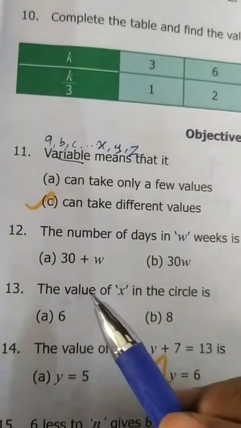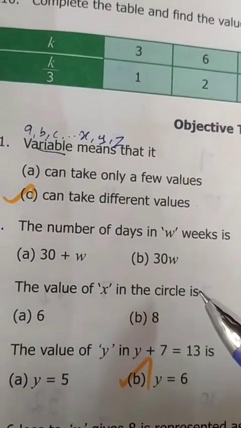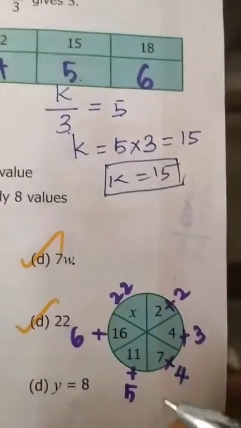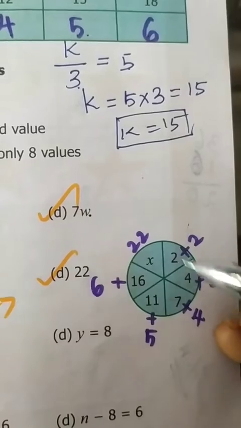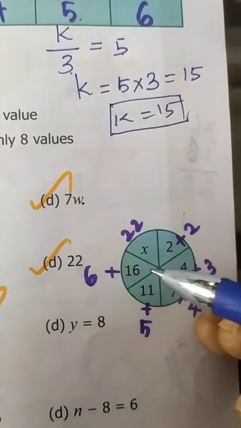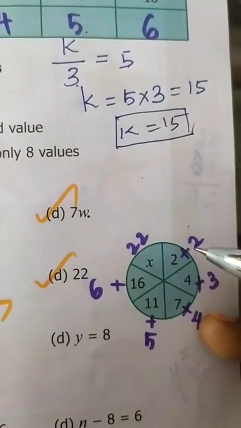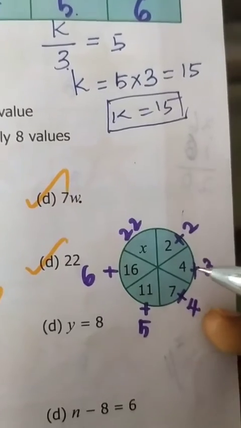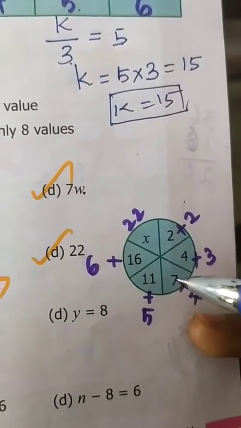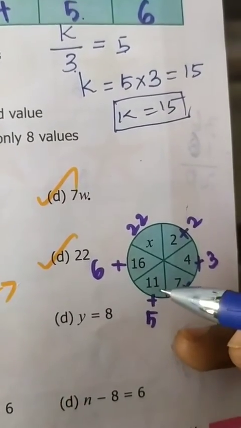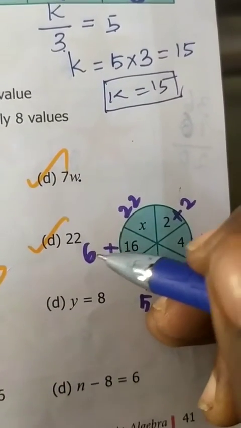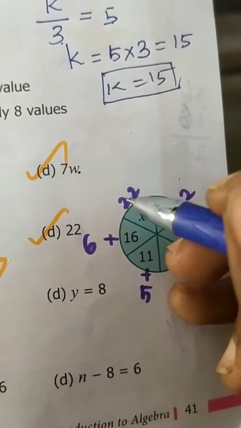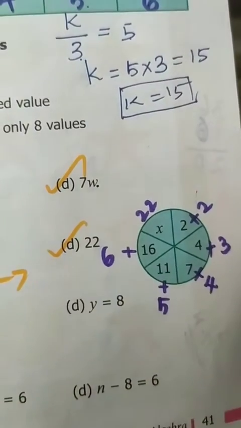Go to next. The value of x in the circle is, okay, see the circle, the value of x. See 2, 4, 7, 11, 16. 2 plus 2 we get the next number 4. 4 plus 3 we get the next number 7. 7 plus 4 we get the number 11. 11 plus 5 we get the number 16. 16 plus 6 you get the answer 22. Therefore the answer is 22.